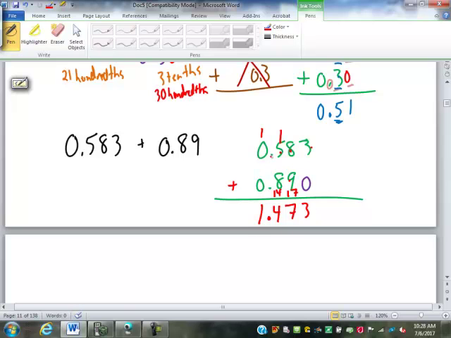So you'll notice here the decimal point did not affect our carrying. It did not affect our adding at all. All the decimal point did was tell us where to line it up, and then we had to bring it straight down as we went through it. Any questions on adding the decimals?